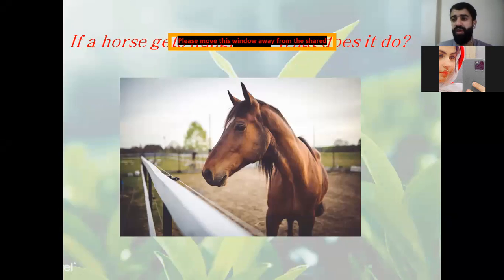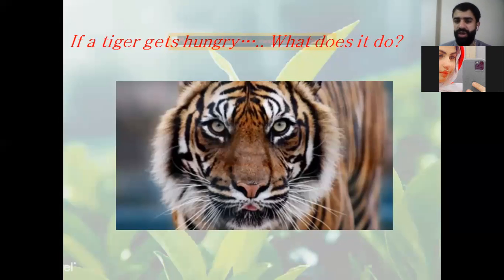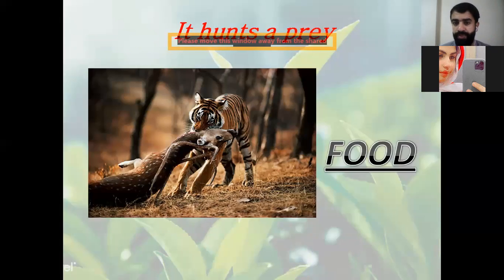First of all, if a horse gets hungry, what does it do? Simply, it's going to nibble the grass, going to eat the grass. So the grass is the food for the horse. While if a tiger gets hungry, what does it do? Sure, it's going to hunt a prey and eat this prey. This is for the tiger and for the horse.